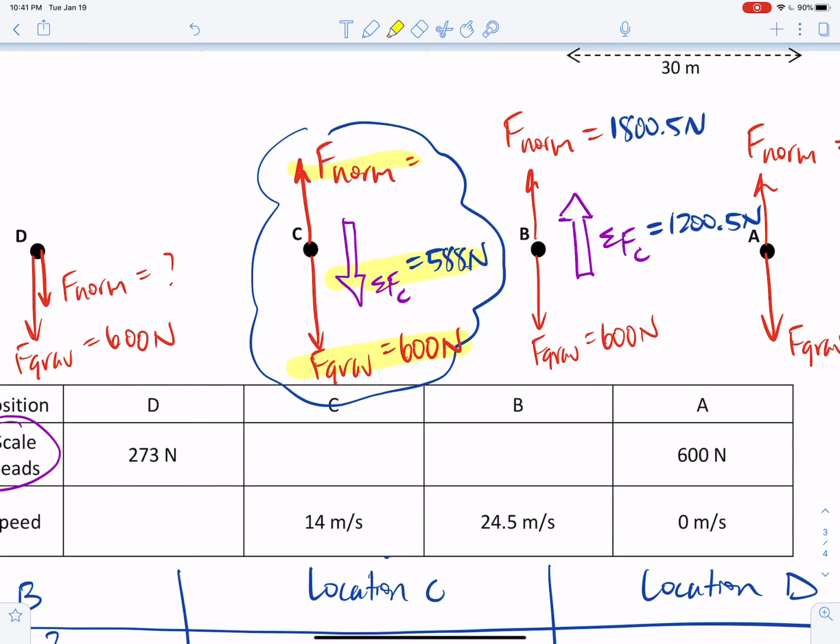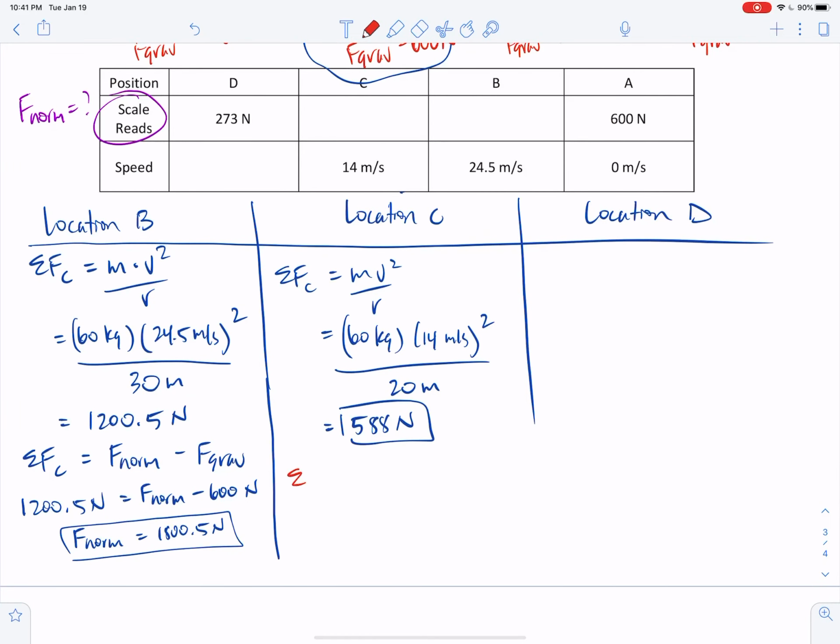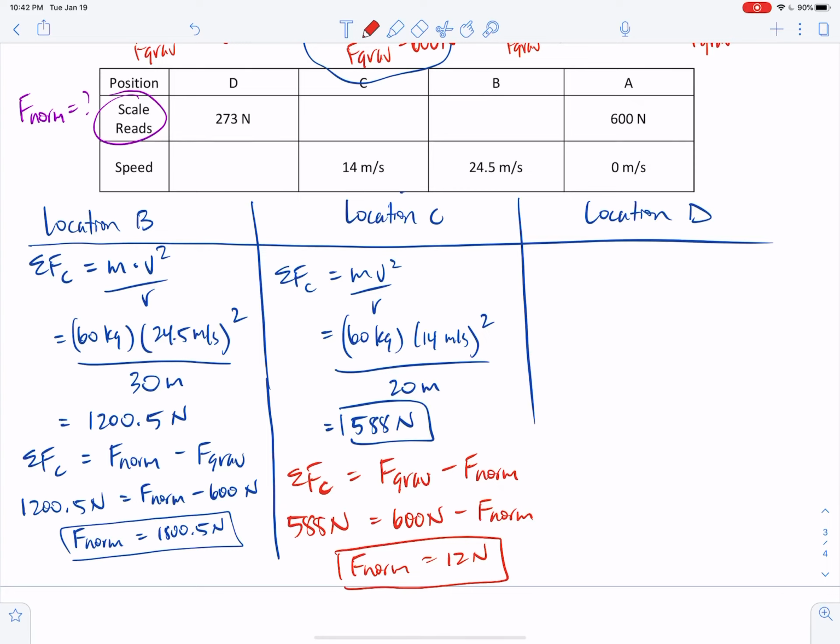Okay, I can also write an expression like this for location C. The sum of the forces in the centripetal direction will be equal to gravity minus the normal force. 588 down is going to be equal to gravity, which is 600 down, minus a normal force. So the normal force must be only 12 newtons.